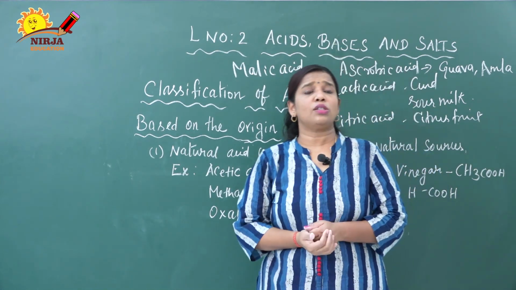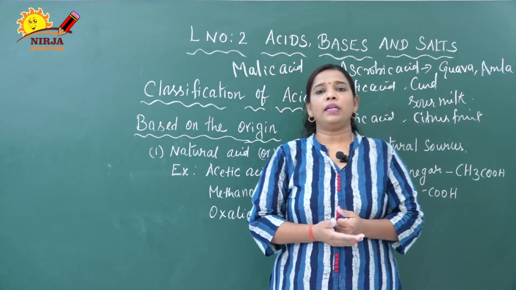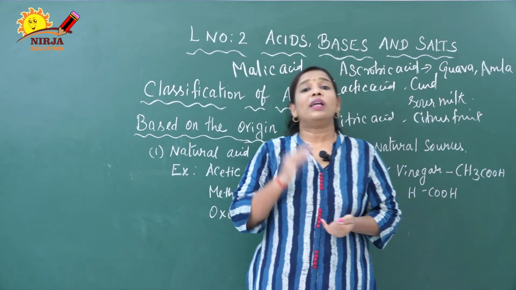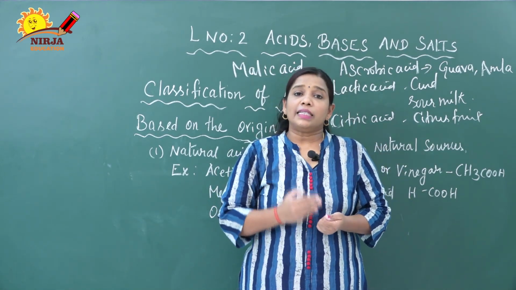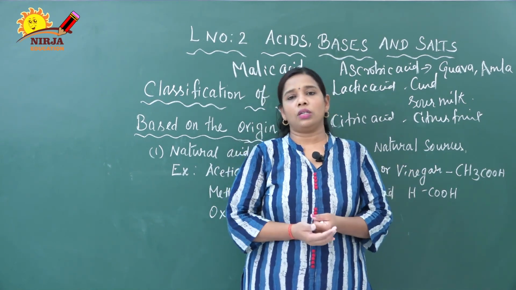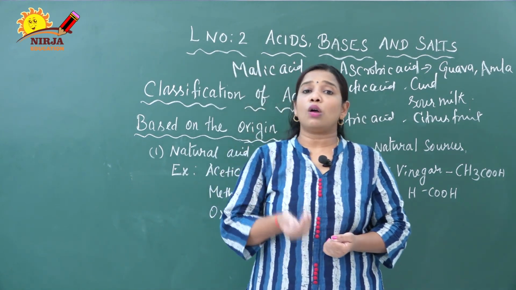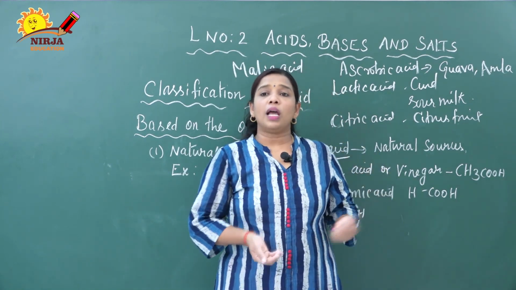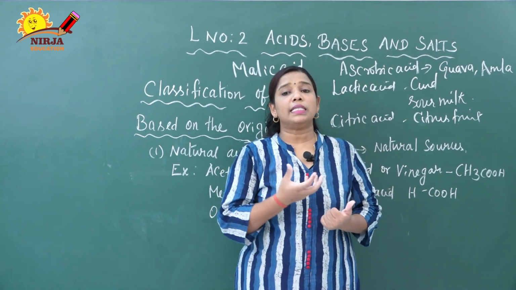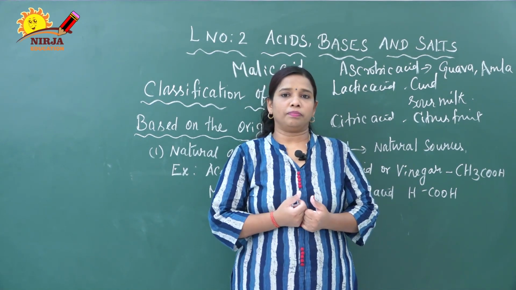These are all examples of natural acids. Once again, I repeat, ethanoic acid. Ethanoic acid is also called acetic acid, commercially known as vinegar. Formula CH3COOH. The second one is methanoic acid. Methanoic acid is also called formic acid. Formula HCOOH. Its source is ant sting and nettle sting.